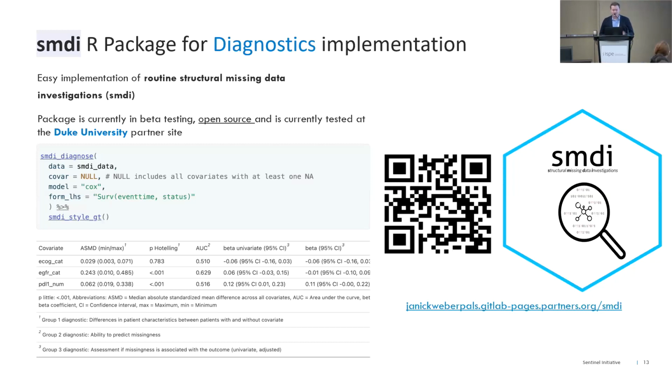And in order to streamline that, we wrapped all of that in an R package called Structural Missing Data Investigations. You can find it on CRAN, download it for free, and you can streamline all of these 3 group diagnostics with this R package in just a matter of 2 lines of code. And if you go to the website, you can also see a lot of tutorials, vignettes, and more documentation on how to implement it for your real-world evidence study.